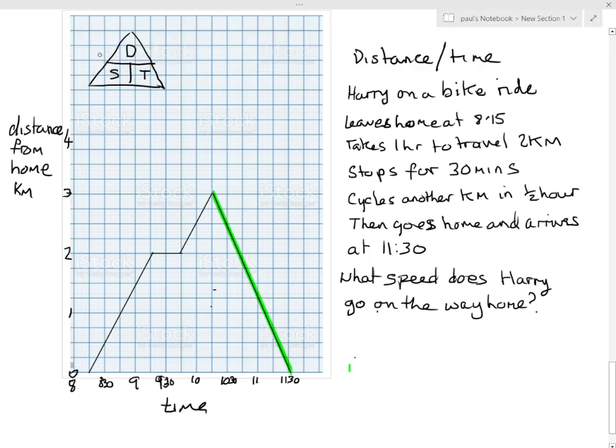Now, the speed is equal to the distance over the time. The distance is 3 kilometers, and the time it takes him to get home is from 10:15 to 11:30. So that's 1.25 hours. So you've got to get the decimals again. And that will be 2.4 kilometers per hour.